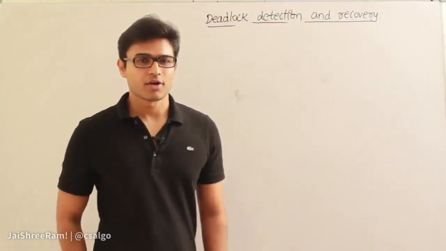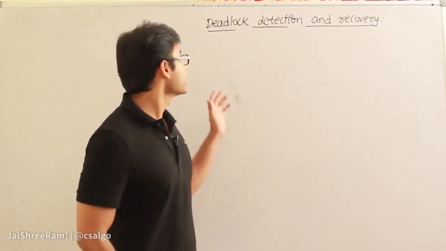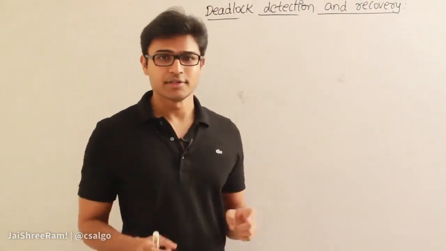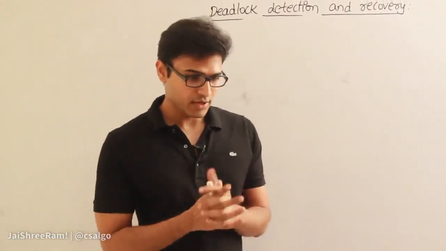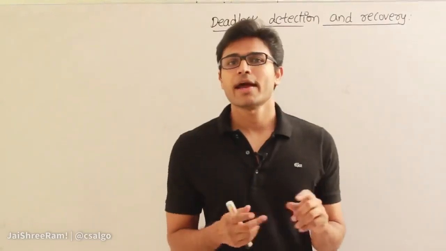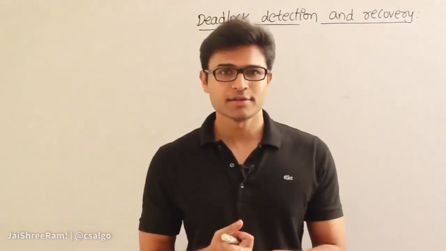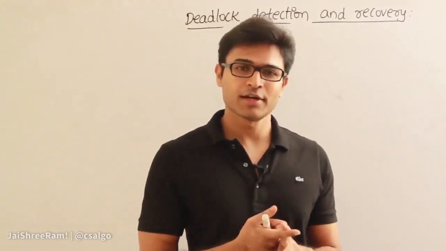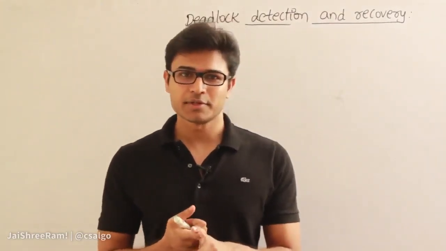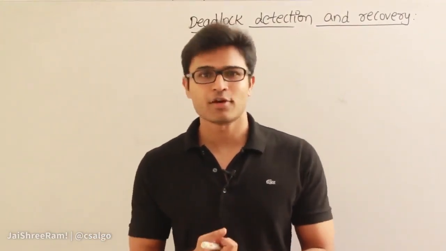Now let's see the deadlock handling method. The deadlock handling method is deadlock detection and recovery. We have seen all the other four. Now it is the fourth one. One handling method is deadlock ignorance, which means the ostrich method. We'll act as if there is no deadlock at all.